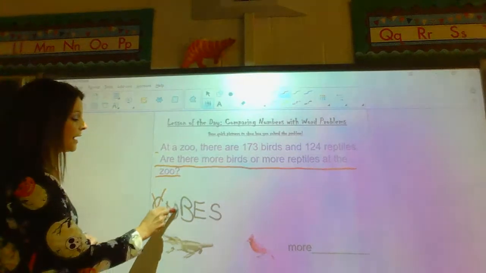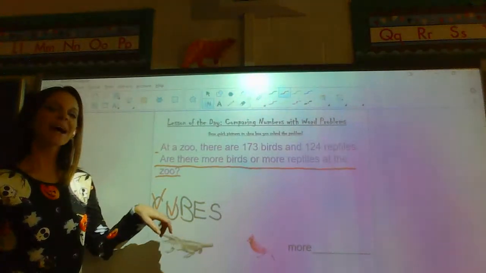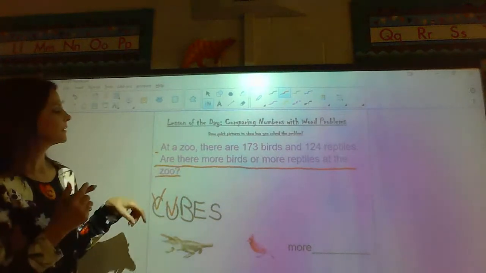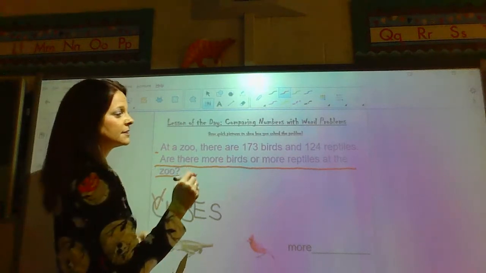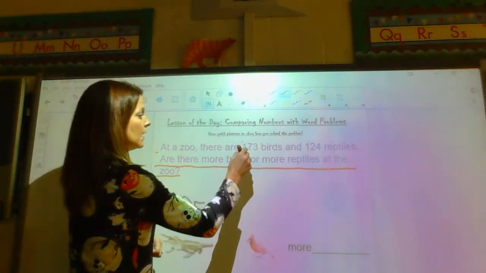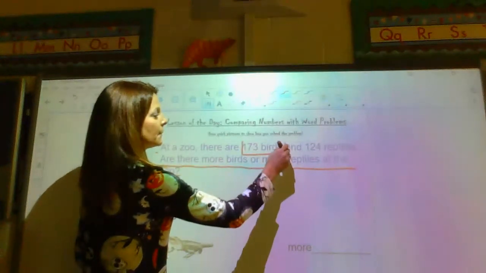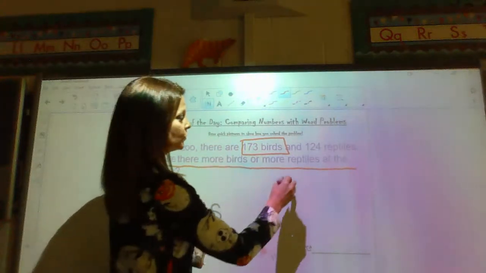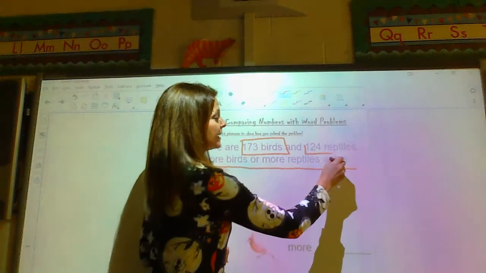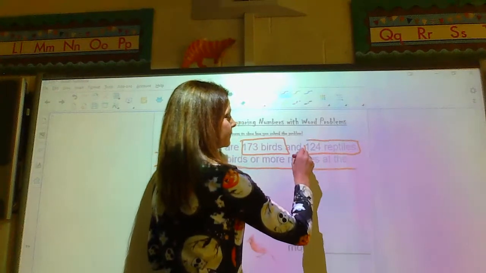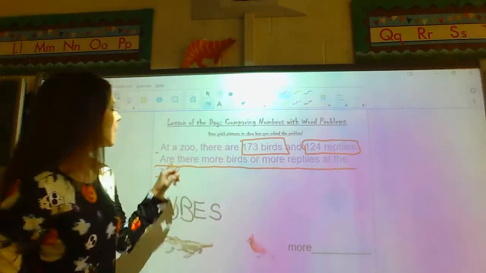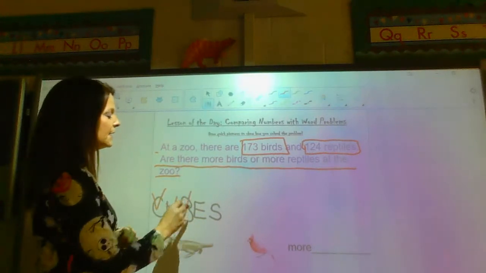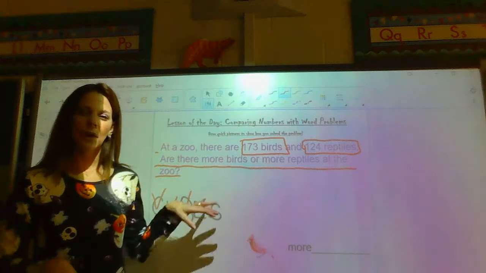So check, I underlined. Box key information. So I'm going to go back and see what the problem told me. At the zoo, there are 173 birds. Well, I know that that's important, so I'm going to box 173 birds and 124 reptiles. That is also important, so I'm going to box it. Are there more birds or more reptiles at the zoo? Box my key information. Now evaluate.